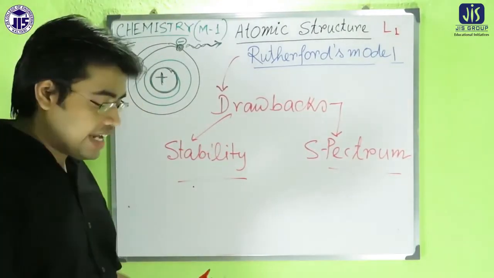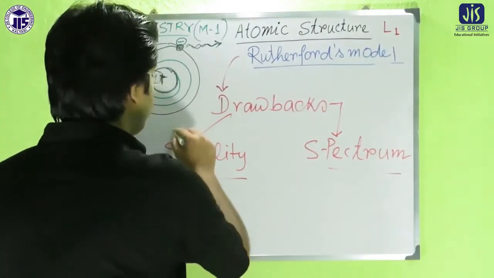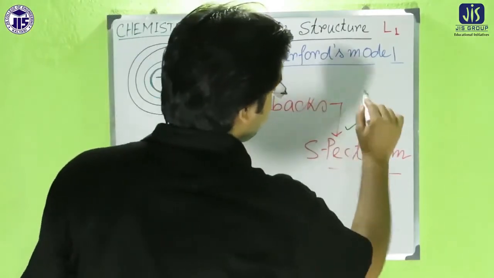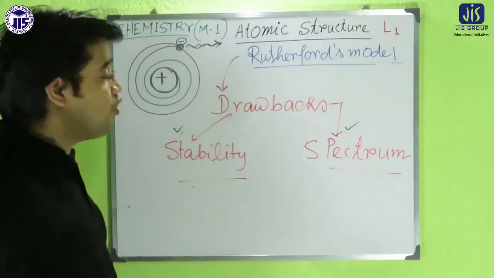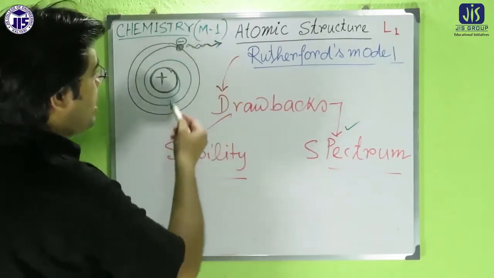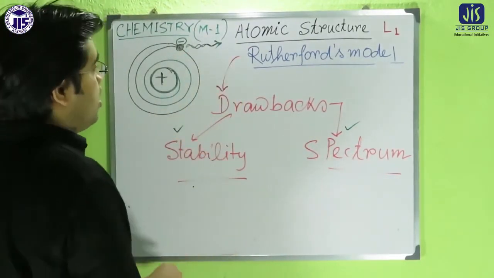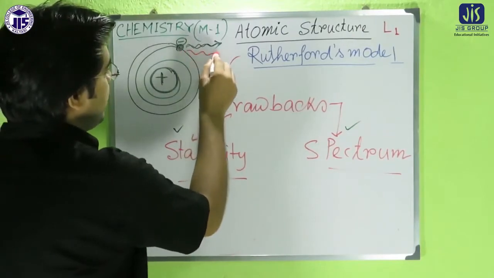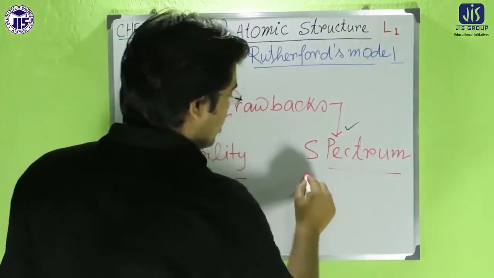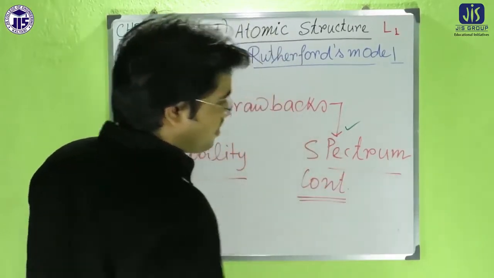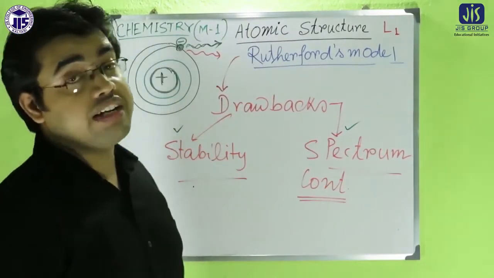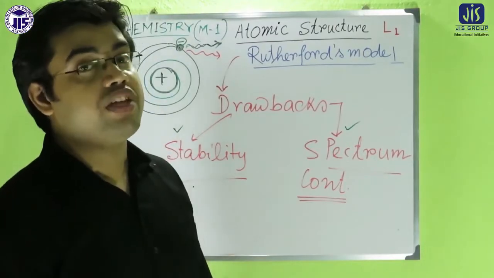So the second drawback is regarding the spectrum. First drawback: stability. Second drawback: the spectrum. According to Rutherford's model, if the electron continuously emits energy, we should get a continuous spectrum. But actually we get a line spectrum from the atom.